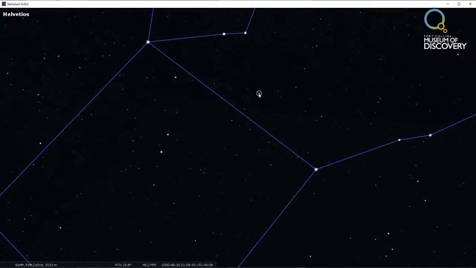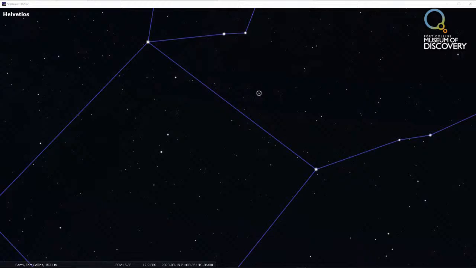Now, the reason this star is famous is because in 1995, astronomers announced that they discovered a planet around this star. Planets around other stars are known as exoplanets. Now, after a few months of skepticism from the astronomical community, it was confirmed that the first planet outside of our solar system had indeed been discovered.